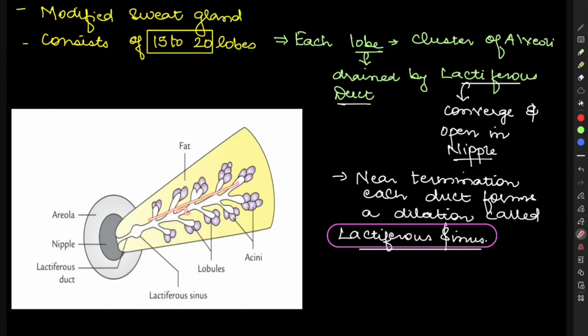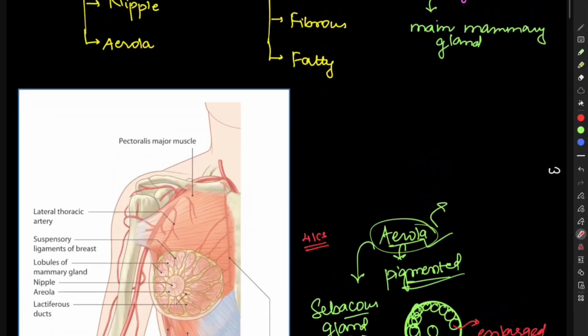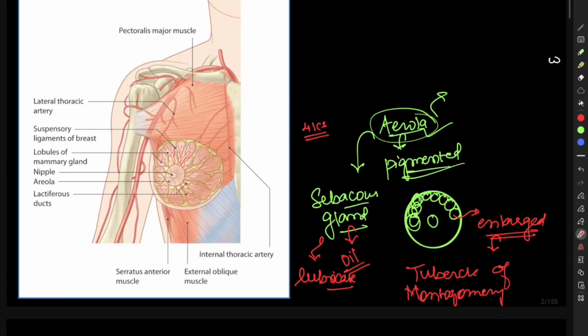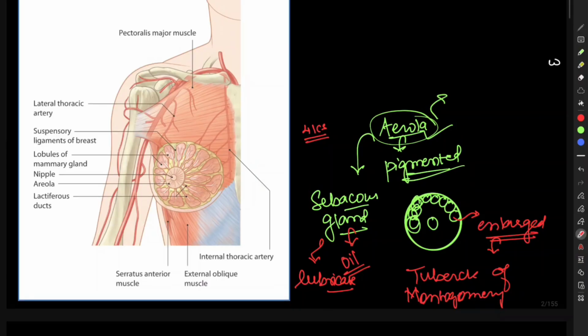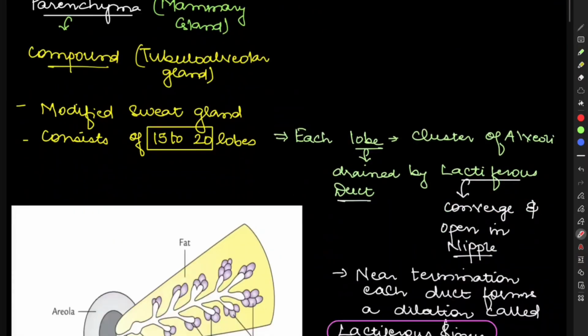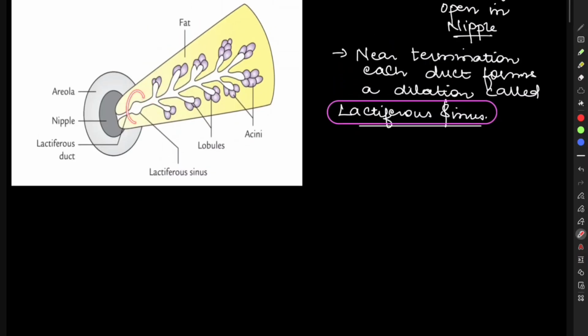This lactiferous duct altogether converges towards the nipple. As we said earlier, the nipple is pierced by 15 to 20 lactiferous ducts. All these lactiferous ducts converge. These are the lobes of the mammary gland which are formed by small alveoli. These are drained by the lactiferous duct. All these lactiferous ducts drain into the nipple. Now, just before the nipple, it forms a dilation which is called the lactiferous sinus.